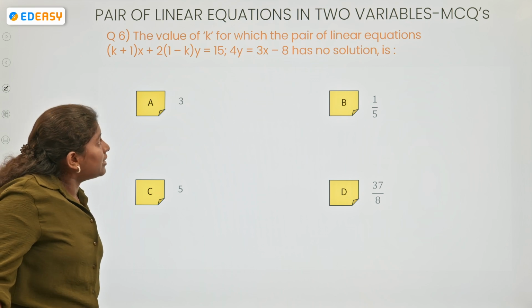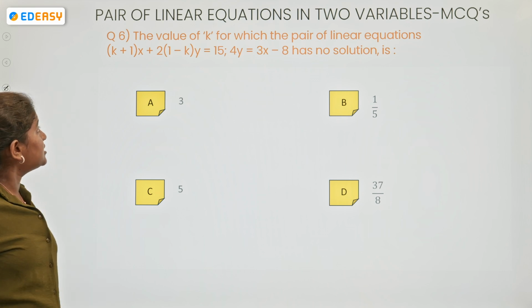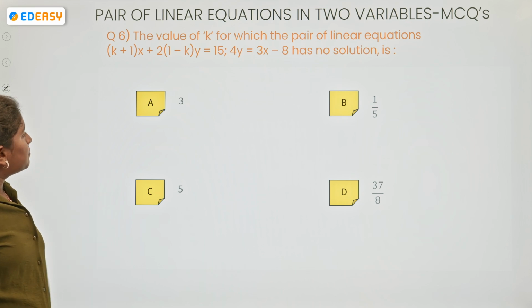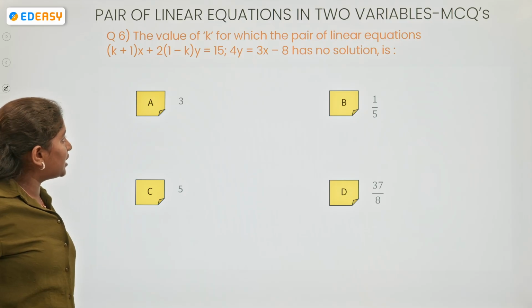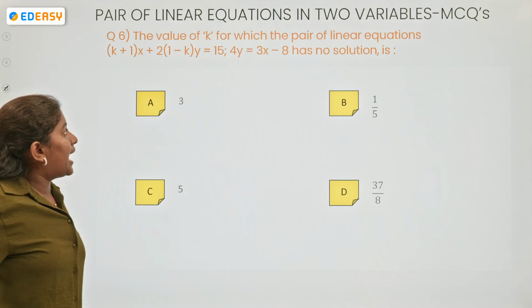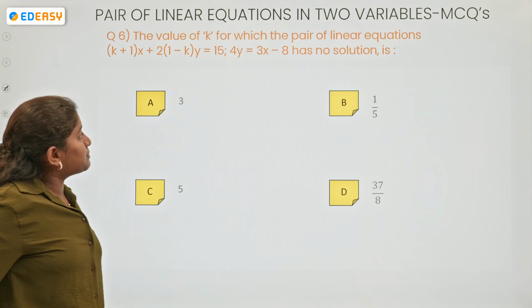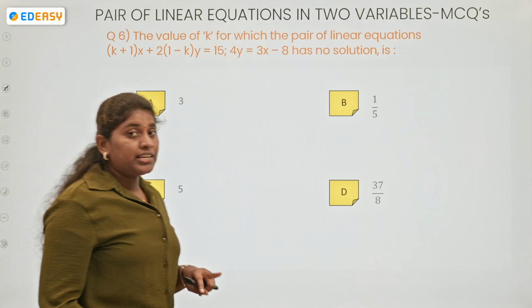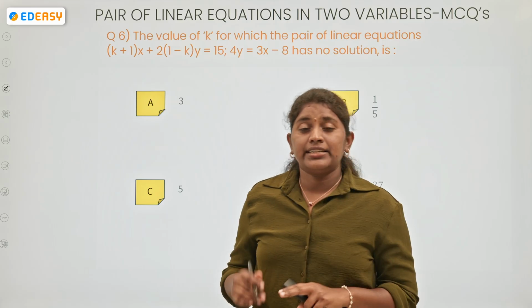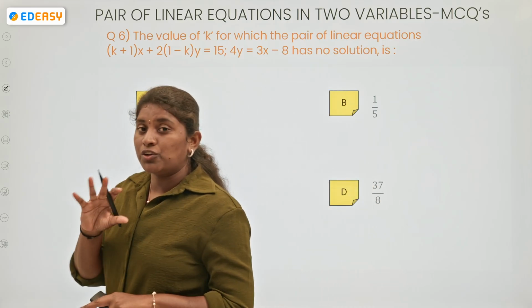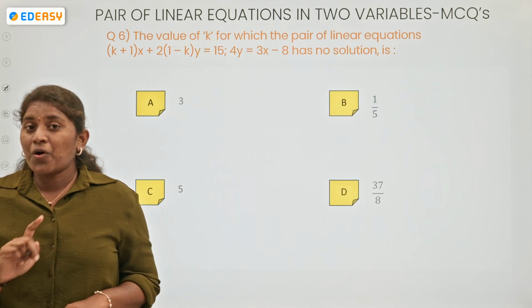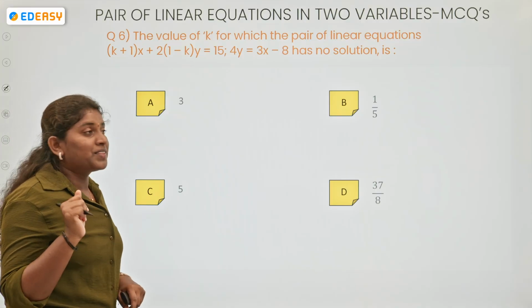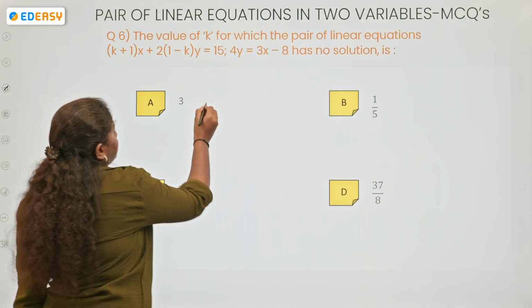The value of k for which the pair of linear equations k plus 1 into x plus 2 into 1 minus k into y equals 15 and 4y equals 3x minus 8 has no solution is. So they are giving us two equations and they are asking us to find the value of k for which they do not have a solution. Fine, let's take the solution first.